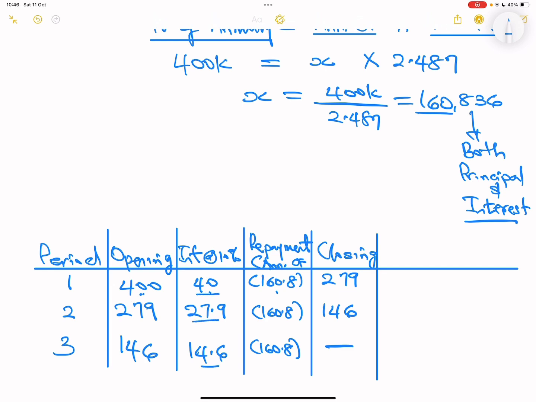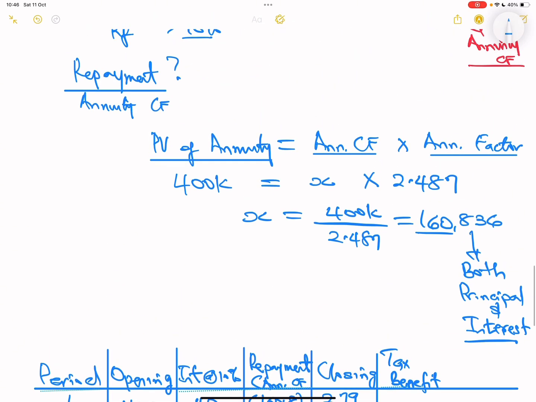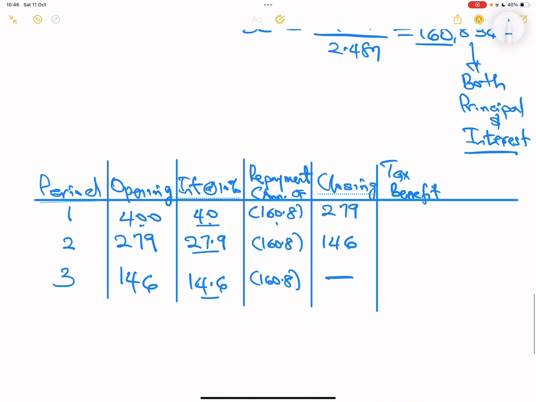So once you know what your interest will be every year, you can easily calculate the tax benefit, because tax benefit will be the interest expense at the tax rate. So let's assume that the tax rate is 30%, for instance. Then you need to apply 30% on each interest, right? So if they tell you the tax is paid in the same year, then you're going to have 12 in year 1, you're going to have 8.3 in year 2 as tax benefit, and you're going to have 4.3 in year 3 as tax benefit.